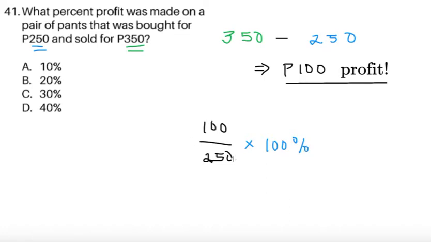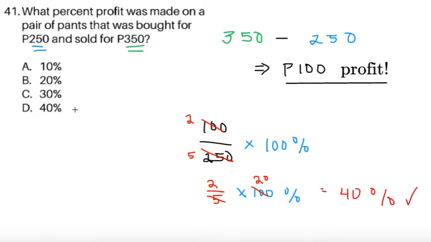Now, 100 over 250, you can cancel and cancel that. It's going to be 2 and 5. Both are divisible by 50. So essentially, we're just getting 2/5 times 100%. And the 5 and the 100 will cancel. The 100 becomes a 20. So multiplying this out, it's going to give us 40%. And this will give us choice D.